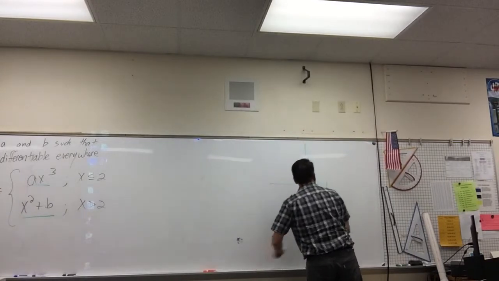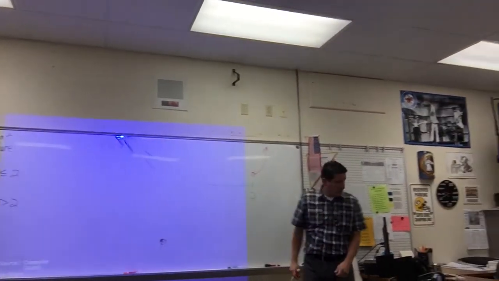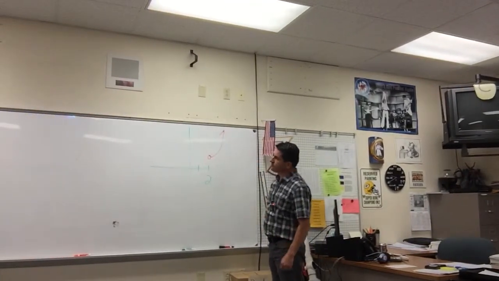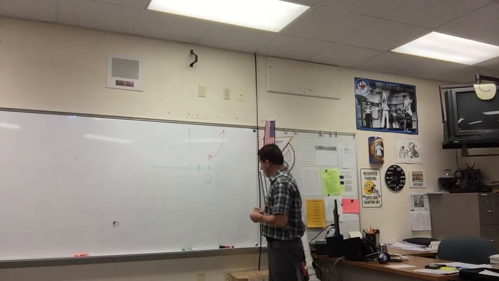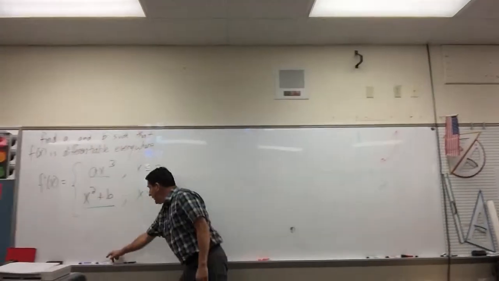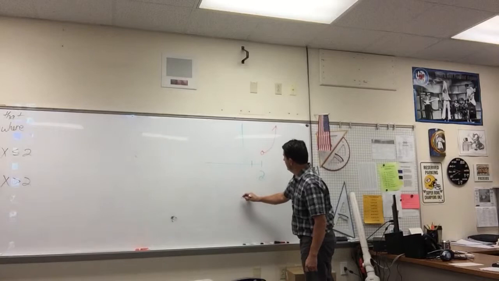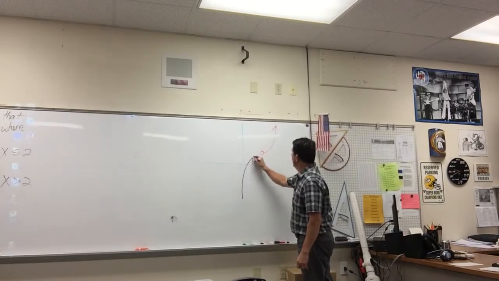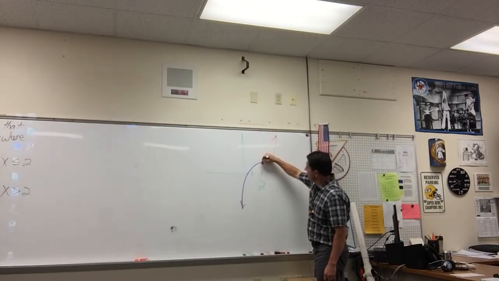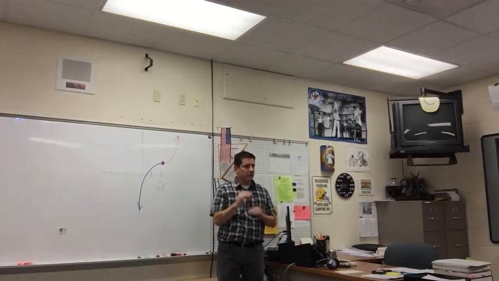So I don't know, I'll just draw something. X squared plus b, it's going to look something like that. It could be shifted up or down. The other one is ax cubed. Now that's a cubic, and the cubic can be anywhere it wants to be, but what has to happen is, I'll bring it in from this side. What has to happen is these two, if it's differentiable, that means it has to be continuous. So that means we have to fill the hole.